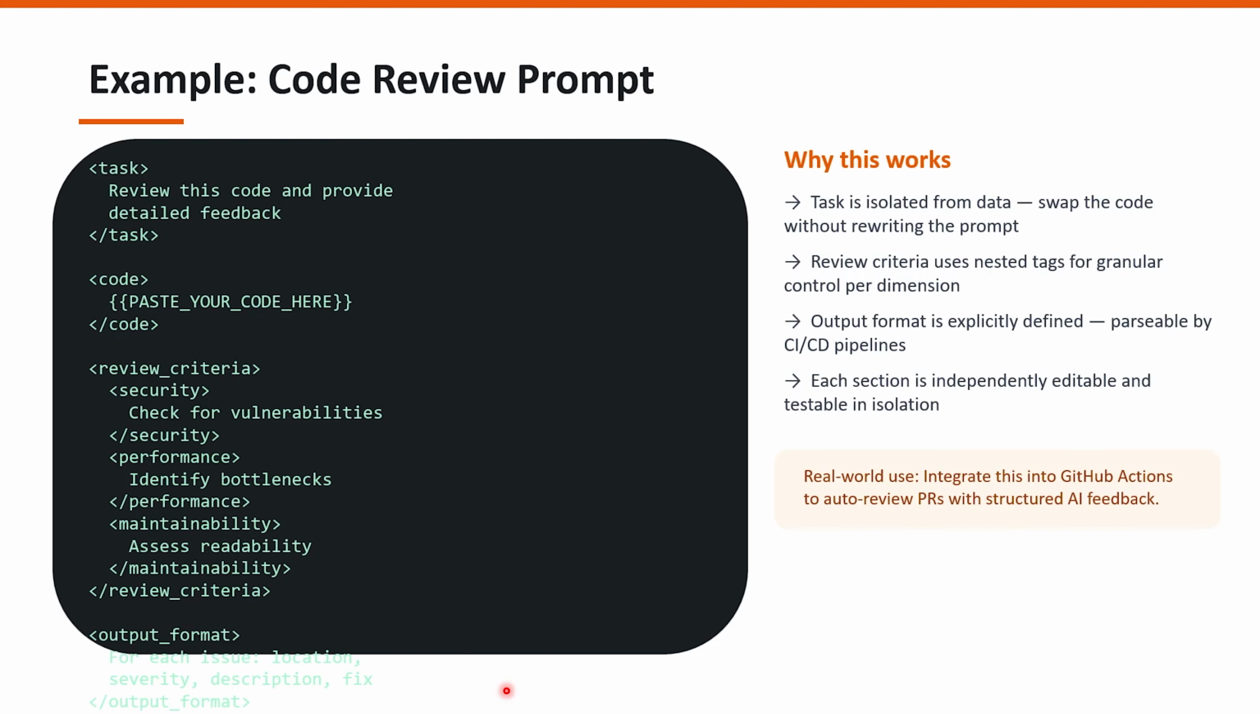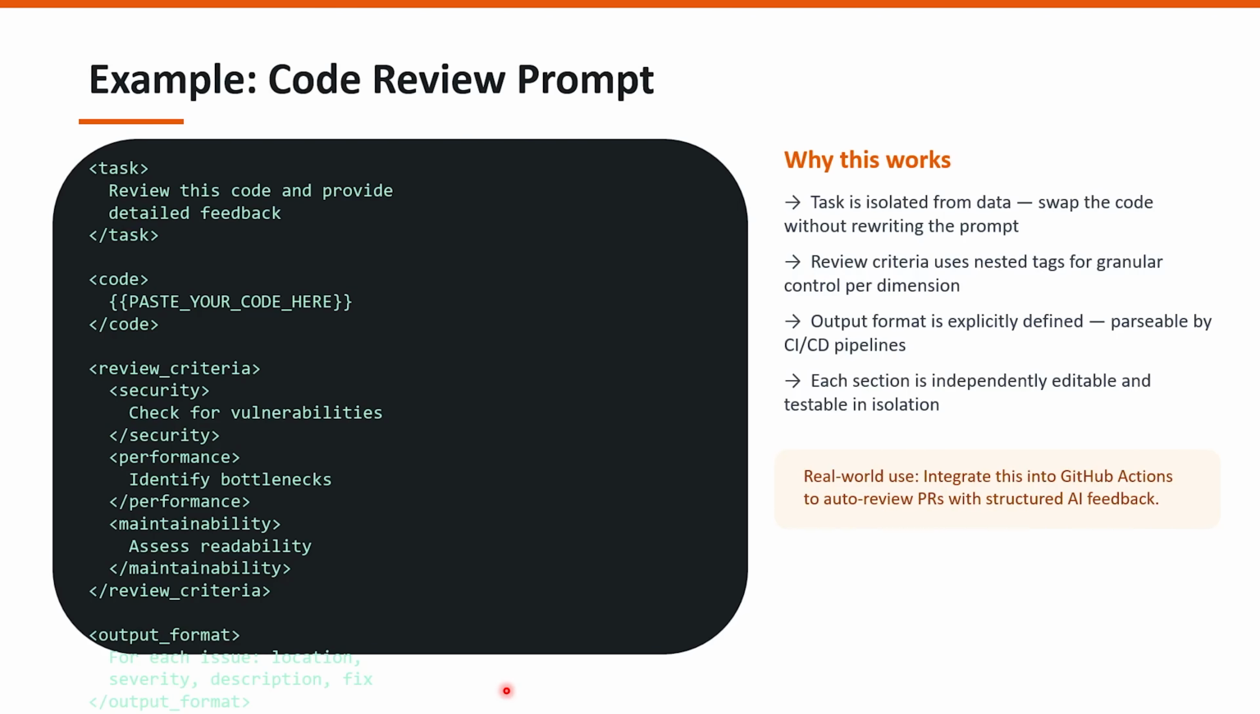The task tag clearly says, review this code and provide detailed feedback. The code tag contains the actual code to be reviewed. You can swap this out for any PR diff. The review_criteria tag has nested tags for each dimension: security, performance, maintainability. This is very powerful because now the AI will check each of these separately. And the output_format tag tells the AI exactly how to structure each issue: location, severity, description, and fix.